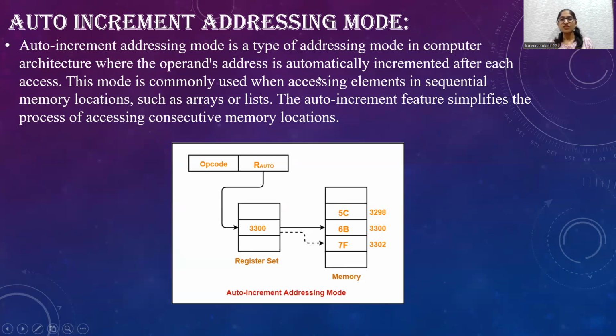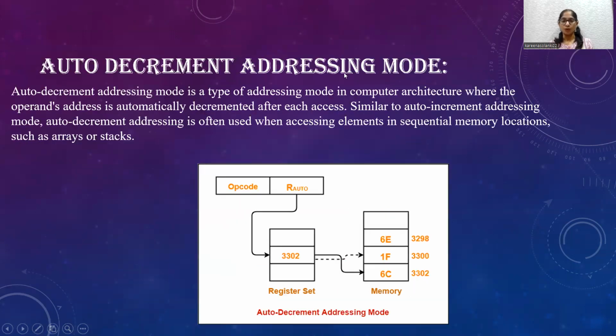Auto increment addressing mode. Here the operand's address is automatically incremented after each access. This mode is commonly used when accessing elements in sequential memory locations such as arrays or lists. The auto increment feature simplifies the process of accessing consecutive memory locations. Here in the picture we could see that 5C is allocated with the memory address 3298 and 6B with 3300. Here the difference is 2. So when it goes to the next one, which is 7F, it is incremented by 2 to 3302. Auto decrement addressing mode.